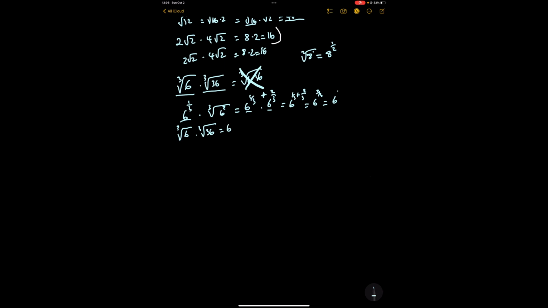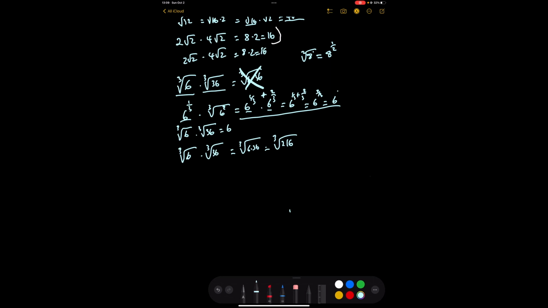Now, let me show you a different method of doing that. That was actually, I would say, the easiest method. Let me show you the other method, which is just to do cube root of 6 times cube root of 36. And we say cube root of 6 times 36. That would be the cube root of 216. Now, how will we find out that the cube root of 216 is equal to 6?